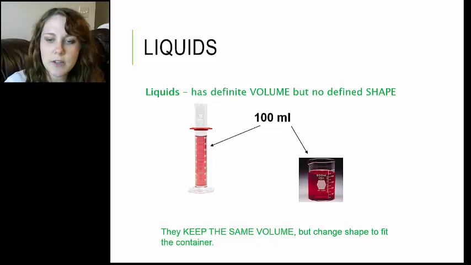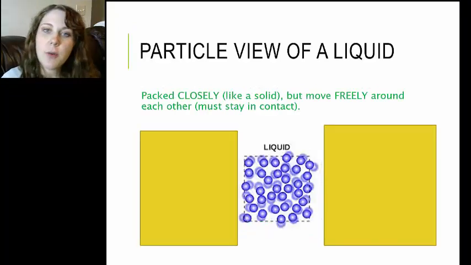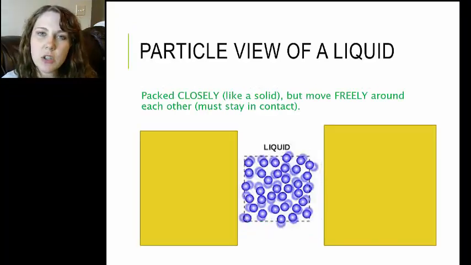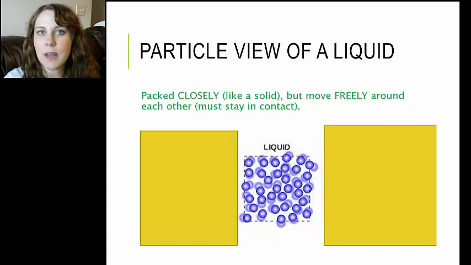Okay, so they keep their same volume, but they are going to change and adjust to the shape of the container. So the particles of a liquid are packed closely together, kind of like a solid, but they have room to move freely around each other. They kind of flow past one another, but they have to stay in contact because that's how they keep the same volume. I do want you guys to draw that picture of the particles in the liquid below.